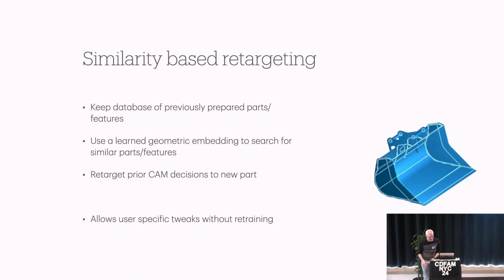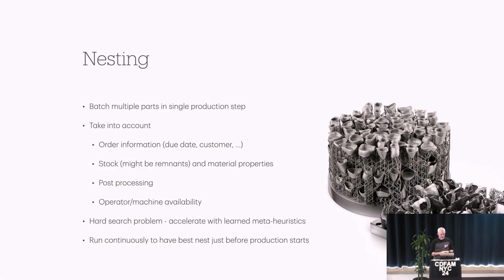And then from those 10 similar parts, you can take the decisions that were made before, supporting decisions, orientation decisions, process parameter settings, and actually retarget them to the new geometry. So this is something that is heavily leveraged. Interestingly here, it really allows users to tweak to their specific way of working. You don't need to retrain the model. You can just look at how the user changed a certain decision. It's saved in the database, and then we can just find that example back whenever we have similar geometry and retarget it. Very powerful way to do that.